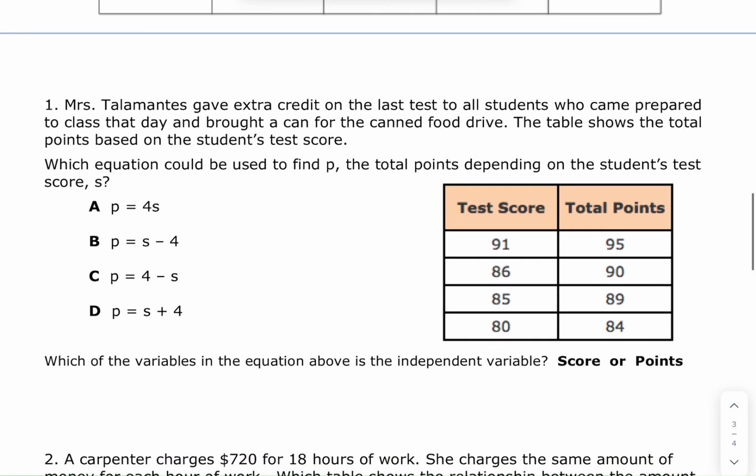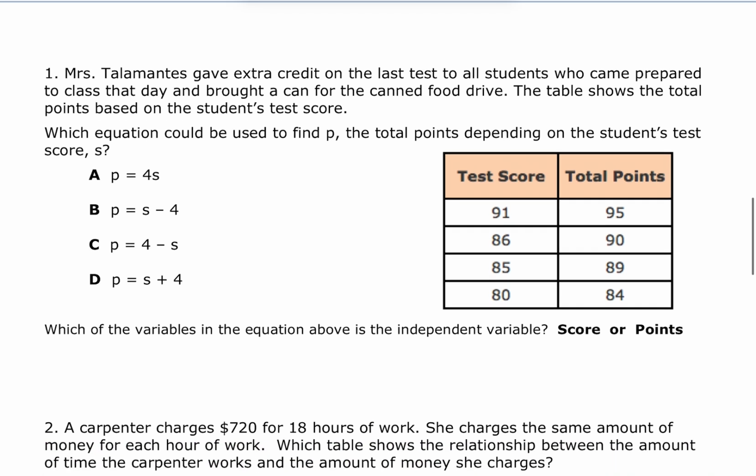All right, let's go to the inside. So number one, Ms. Talamontes gave extra credit on the last test to all students who came prepared to class that day and brought a can for the canned food drive. The table shows the total points based on the student's test score. So which equation could be used to find P, the total points depending on the student's test score?